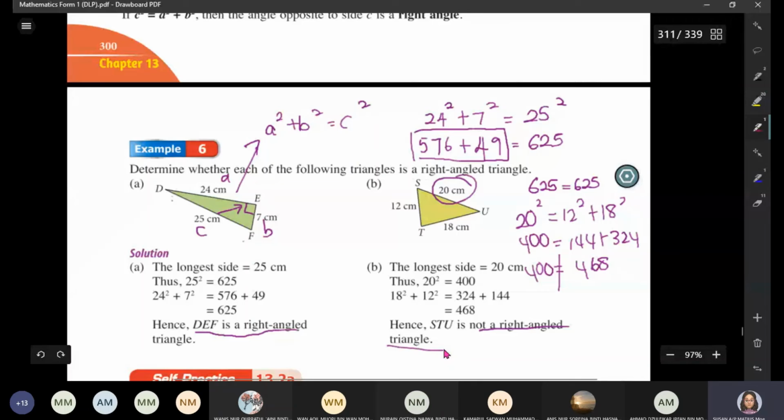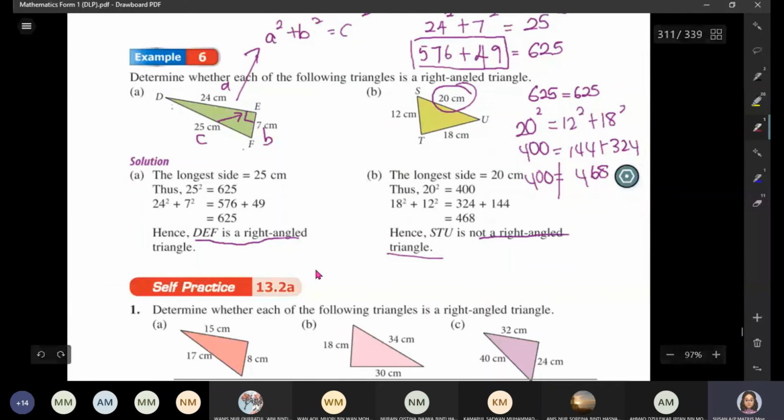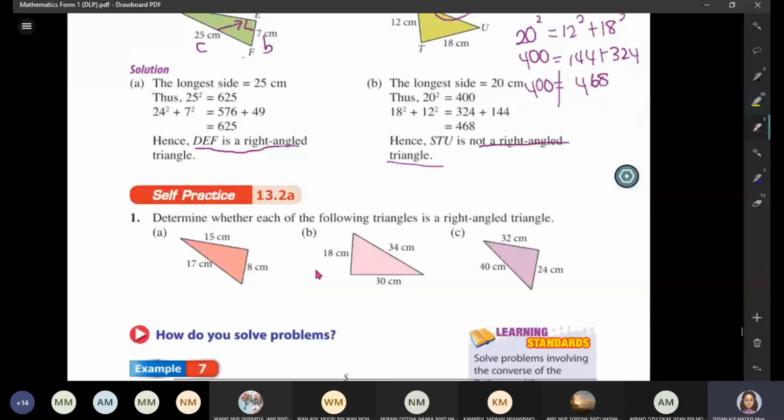So we use the theorem again to prove whether the triangle is a right angle or not a right angle. Okay, so far do you have any questions, class? Do you have any questions? Okay, so if you don't have a question now, I have a question for you.